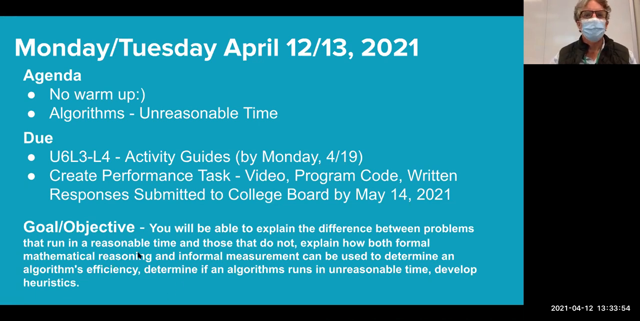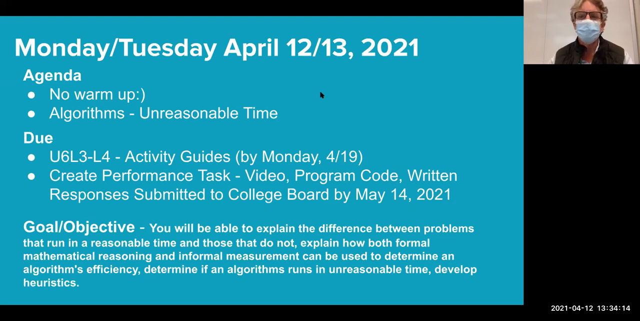All righty. So today there is no warm-up. We are working on algorithms, unreasonable time. We're doing U6 L3 to 4 activity guides. That is due Monday the 19th. Your create performance task you are still working on.